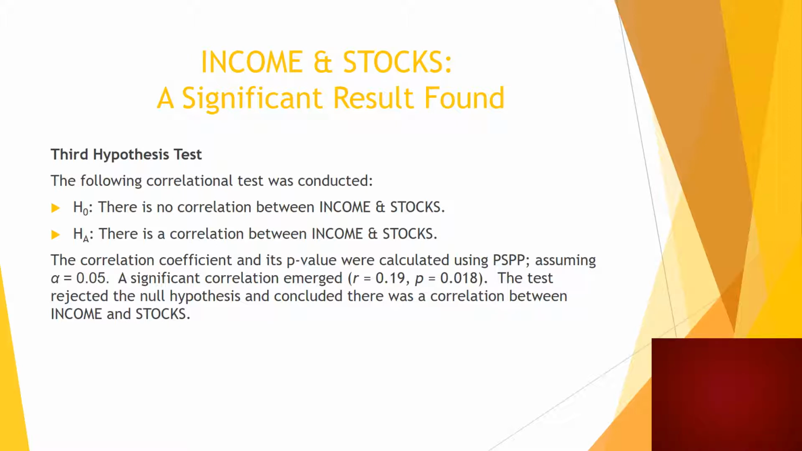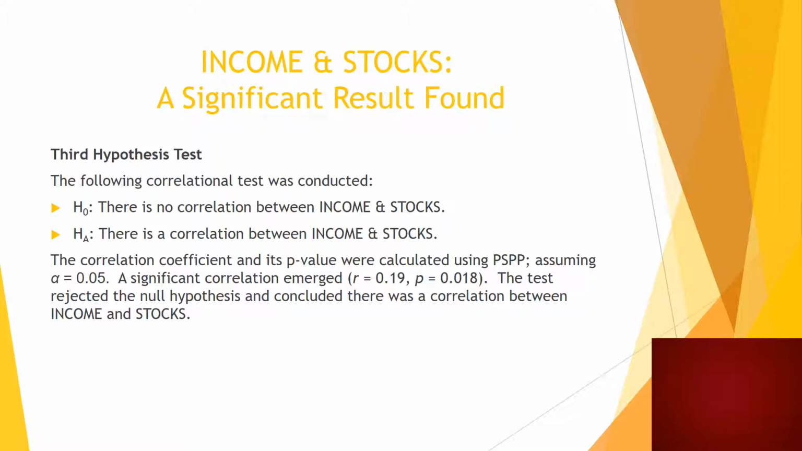For the third hypothesis test, we looked at income and stocks. The null hypothesis stated that there is no correlation between income and stocks. The alternate hypothesis is that there would be a correlation between income and stocks. Again, this is going to be constant with all these. We used PSPP and assumed an alpha level of 5.